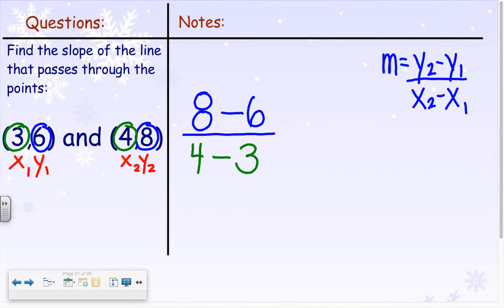Now I can simplify. 8 minus 6 is 2. 4 minus 3 is 1. So 2 over 1 is 2. So these 2 points have a slope of 2. To get from one point to the next, I'm rising 2, running 1.